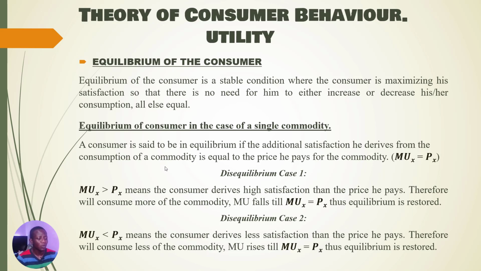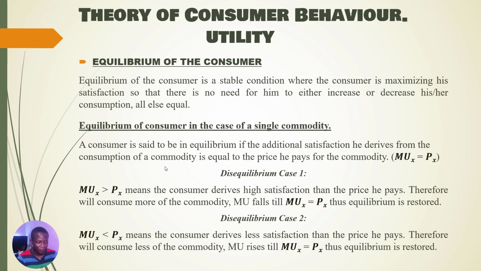We say that the consumer will be at equilibrium when the marginal utility of the commodity that he's consuming is equal to the price that he or she is willing to pay for it. So, in our water example, the consumer will be said to be in equilibrium if the price that he's paying for that additional bottle of water is equal to the satisfaction that he or she would derive from consuming that bottle of water.